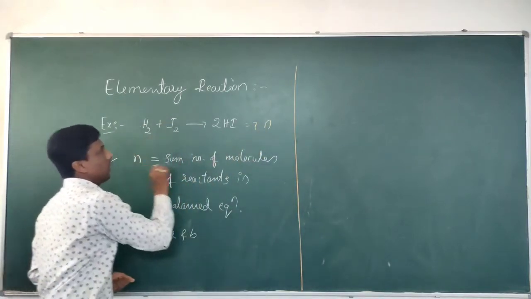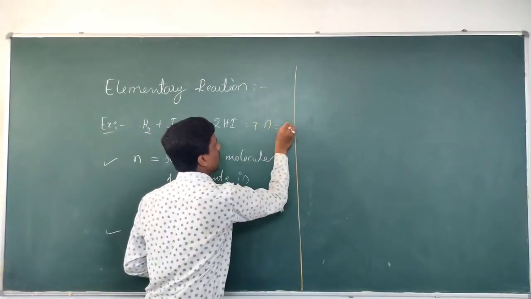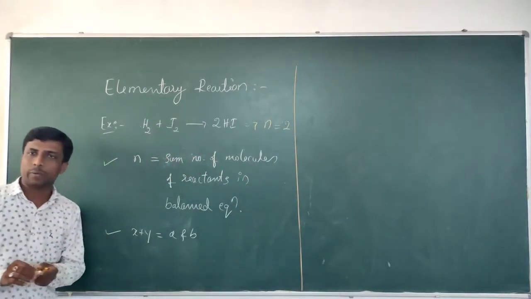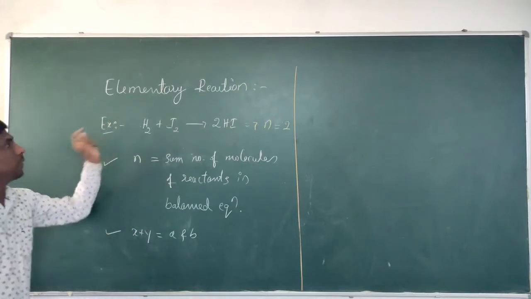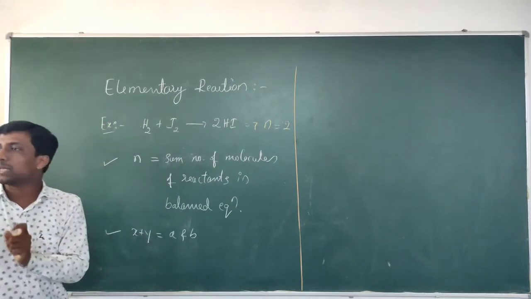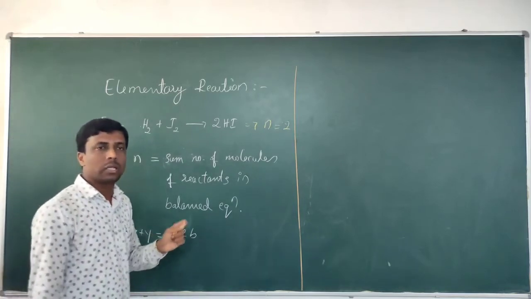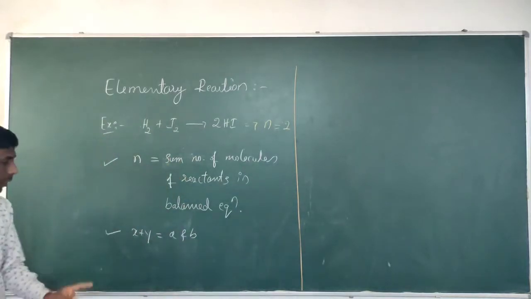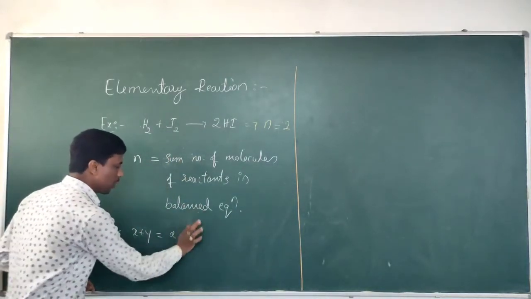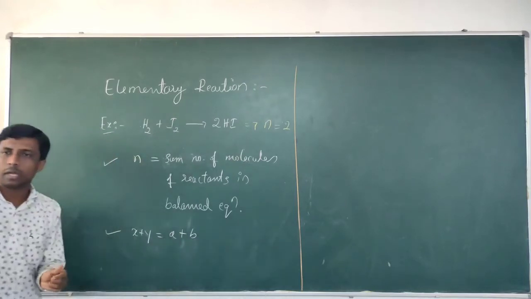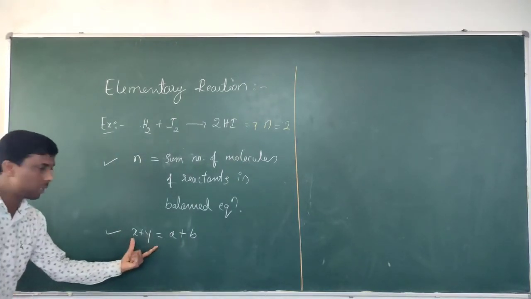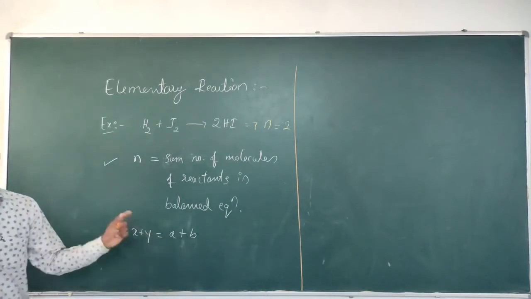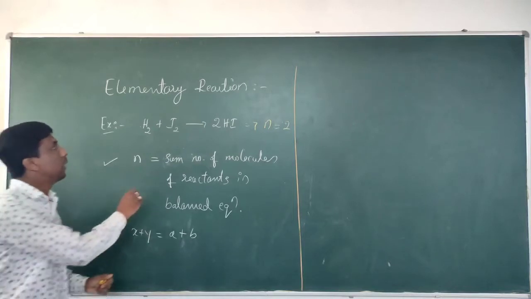n is 1 plus 1. Is it? It is 2. Elementary reaction. I will repeat once again. What is an elementary reaction? The elementary reaction is one which is carried out in a single step. The reaction which takes place in one step is called an elementary reaction. In an elementary reaction, X plus Y gives A plus B. It means the overall order of the reaction is equal to the sum of the stoichiometric coefficients in the balanced chemical equation. Okay.